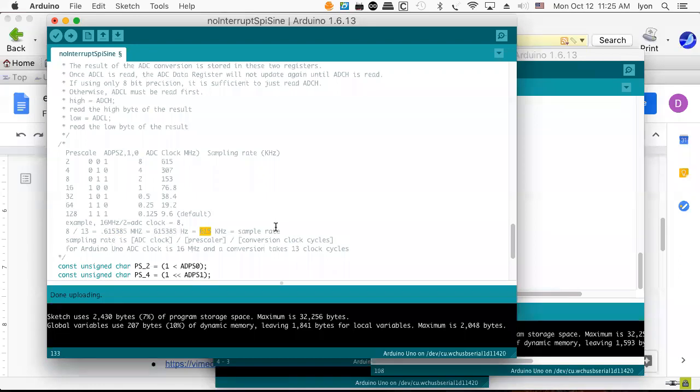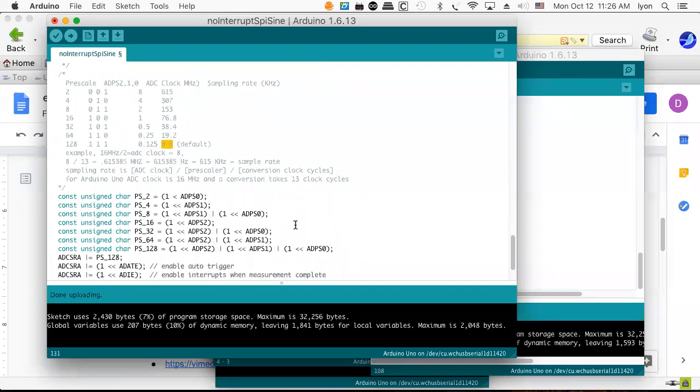I happen to think a 615 kilohertz sample rate is much, much too fast for anything I want to do with signal processing. So I'll use a prescaler of something like 128, just to slow everything down. That gives me a clock frequency for the input to the successive approximation ADC converter of 125 kilohertz. If I take that 125 kilohertz and divide by 13 cycles per conversion, I get 9.6 kilohertz, which is a nice slow rate for something like the diddle pot that you plan on turning, because you're almost certainly not going to turn your diddle pot at 9.6 kilohertz.